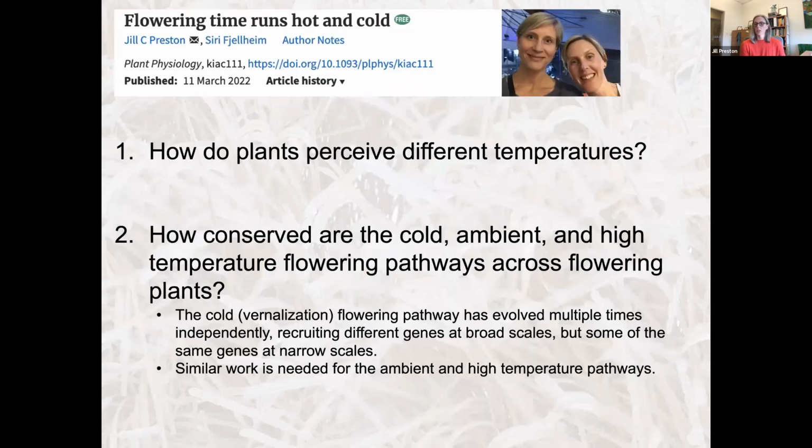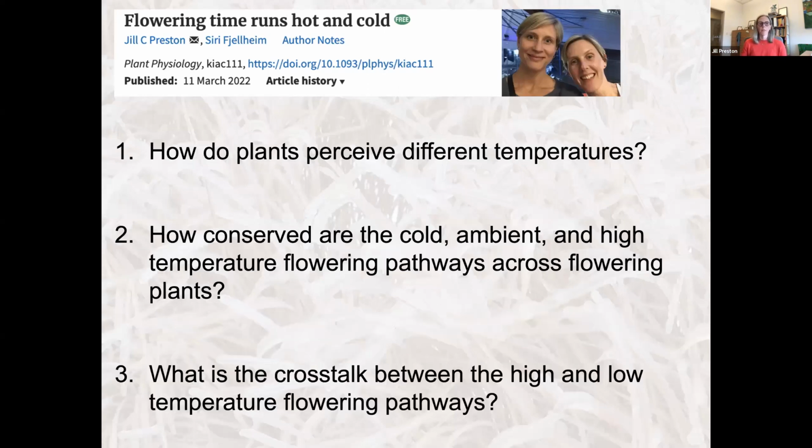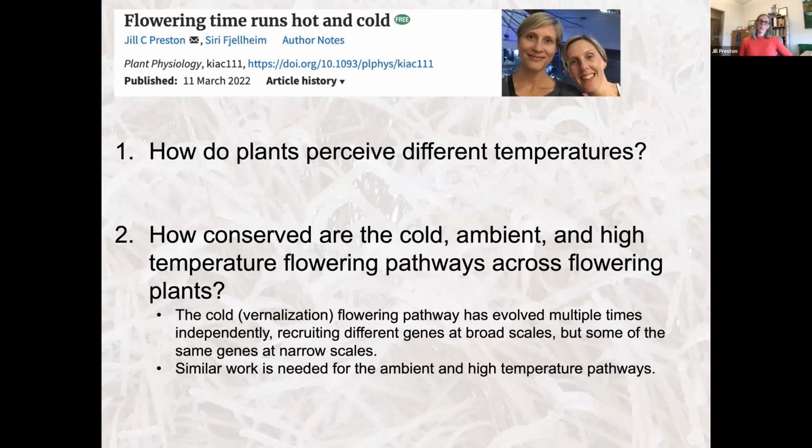So our data suggests that vernalization responsive flowering evolved multiple times independently across angiosperms in response to cooling climates, and also that these plants recruited different genes to the trait at broad scales, but some of the same genes at more narrow phylogenetic scales. And I should say, we do need some similar work to look at the ambient and the high temperature flowering pathways, and to look at the level of conservation and also the genes involved.